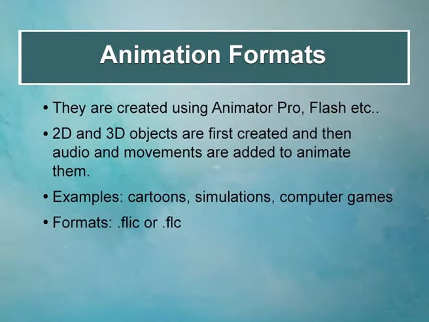They are created using many animation packages like Animation Pro and Flash. There are so many Macromedia tools available in order to create the animation formats. What they do is first create the 2D shapes or the 2D or 3D objects, and then they provide the audio and the movements in order to animate them. For example, you can see 2D or 3D applied to cartoons, simulations, computer games and other things. The popular formats for animation are .flic and .flc.